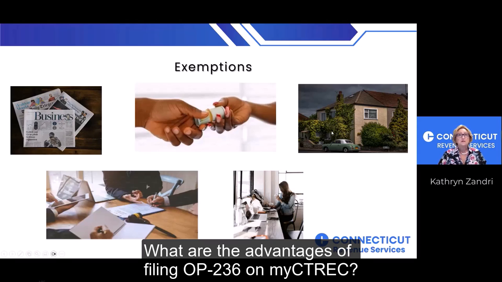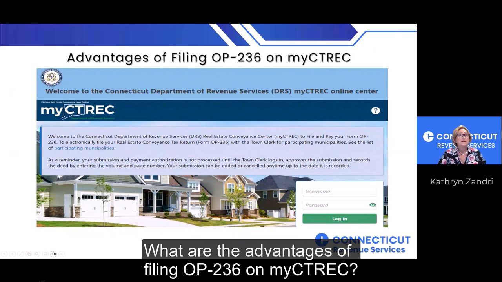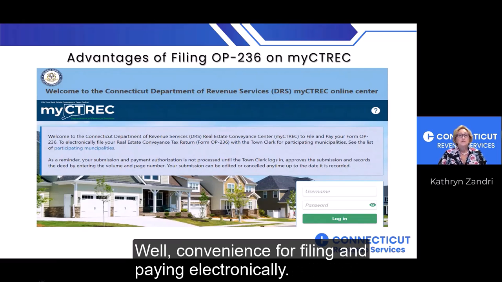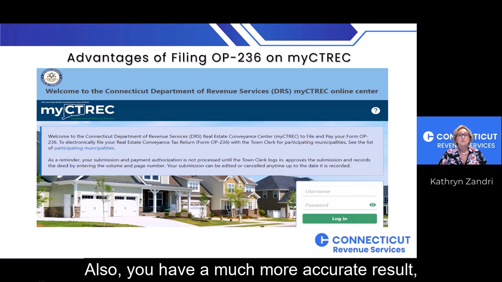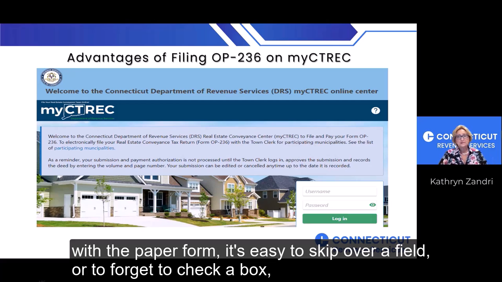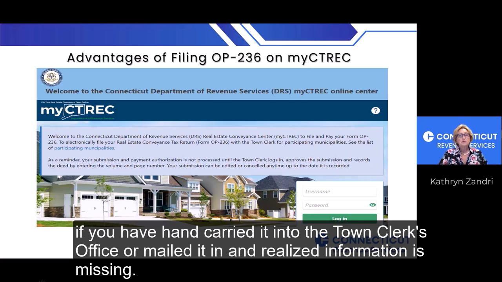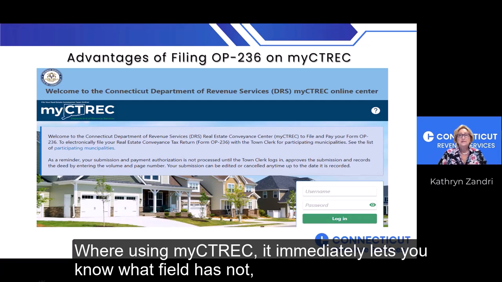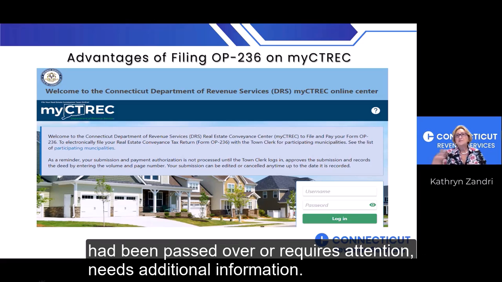What are the advantages of filing OP 236 on MyCTREC? Well, convenience for filing and paying electronically. Also, you have a much more accurate result. With the paper form, it's easy to skip over a field, forget to check a box, you've hand carried it into the town clerk's office or mailed it in, and information is missing. Where MyCTREC immediately lets you know what field has been passed over or needs additional attention.